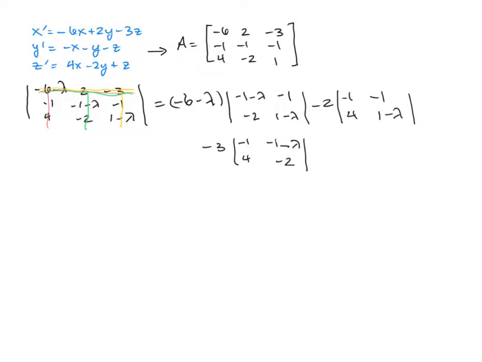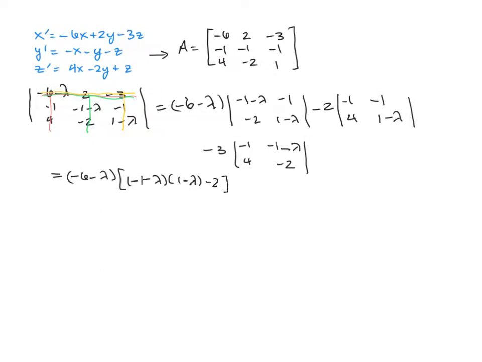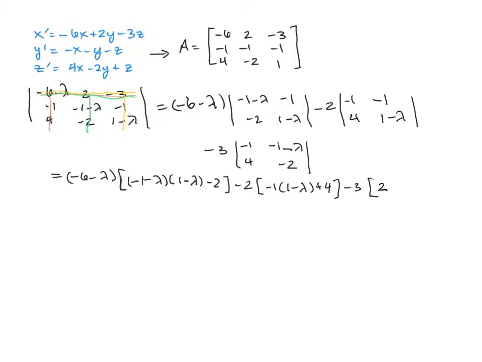All right, so now we'll go through and start simplifying this down, and we'll have -6 minus lambda times (-1 minus lambda) times (1 minus lambda) minus a 2, minus 2 times (-1 times (1 minus lambda) plus 4). And then we'll have -3 times... actually, that's a +2 minus 4 times (-1 minus lambda).